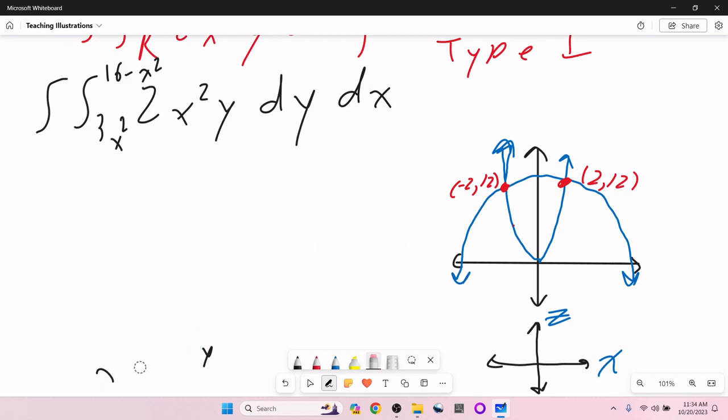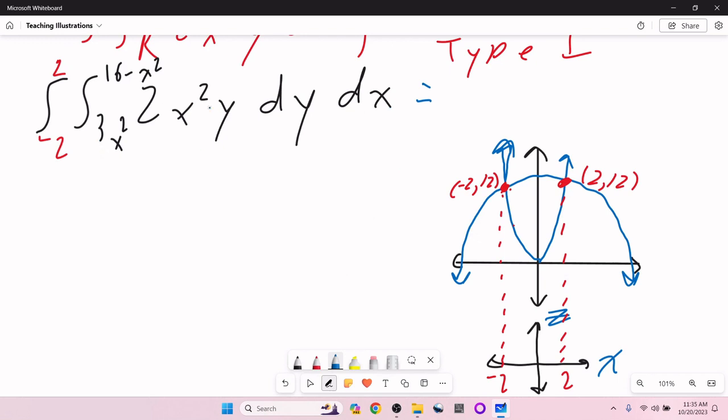What about x, though? The one thing I know is that the x will not change, so it'll become -2 on the left and 2 on the right. And this drawing part I'm doing here you don't have to do. I'm just trying to give a visual of what's going on. So x will go from -2 to 2.